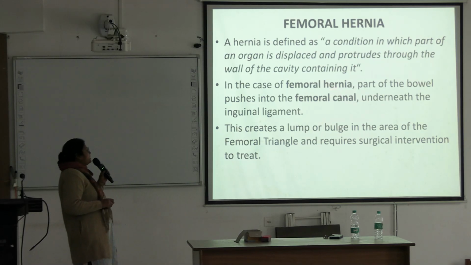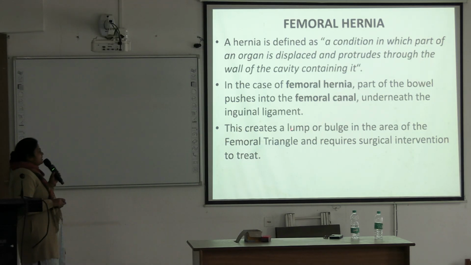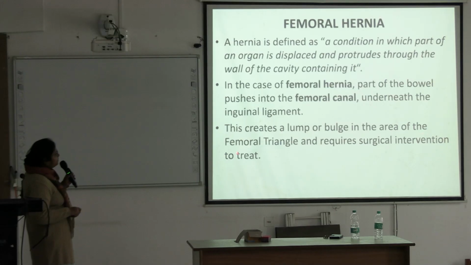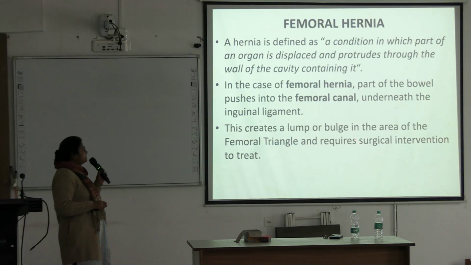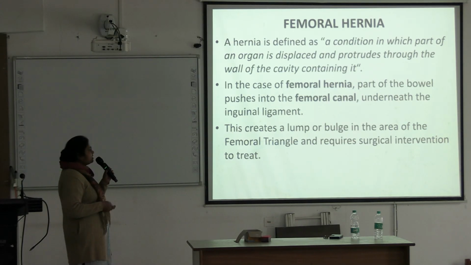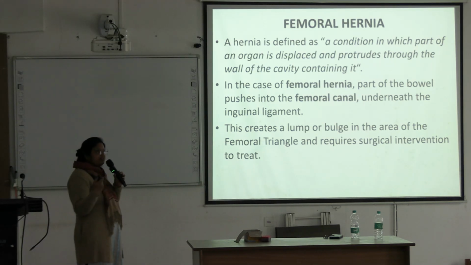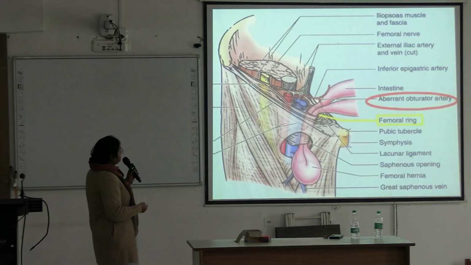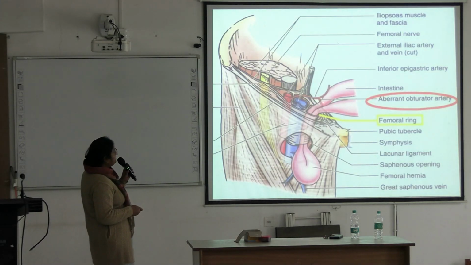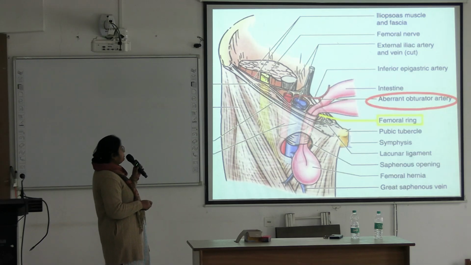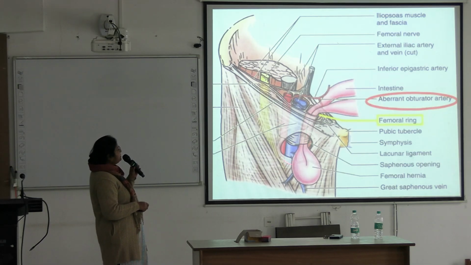In the case of femoral hernia, part of the bowel pushes into the femoral canal and underneath the inguinal ligament, and it creates a lump or bulge in the area of the femoral triangle and requires surgical intervention to treat. Okay, you have to reduce the hernia and you have to do some repair so that herniation cannot occur further. See here, this gut is herniating, entering through this femoral ring, then entering into the femoral canal. Then it is passing through the saphenous opening and lying superficially.